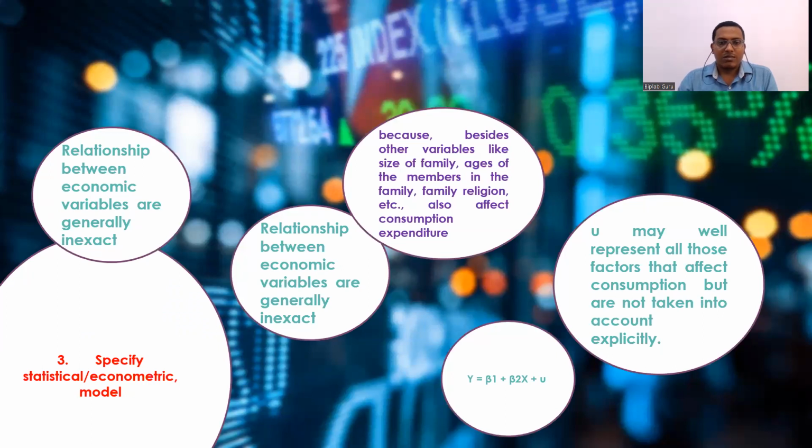If you go back to the previous consumption expenditure example, you'll see that besides income, family size, age of the family members, and the family's religion are all things that also affect the consumption expenditure of a particular household or family. So this U, which we call the disturbance term, may well represent all those factors that affect consumption but are not taken into account explicitly.